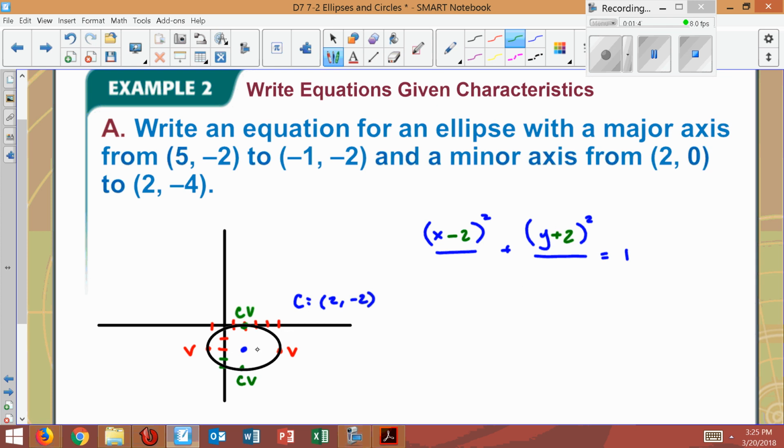Now, we have a length stretching each way, 3 units. 1, 2, 3, 1, 2, 3. Since I'm going 3 units both directions, then 3 squared goes here, which is simply 9. So 9 goes there. And now this distance is 2 that way, and 2 going down. So it'd be 2 squared here, which is actually 4. So this would be my answer here.